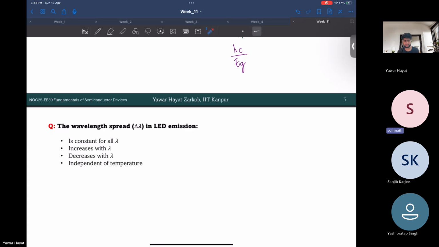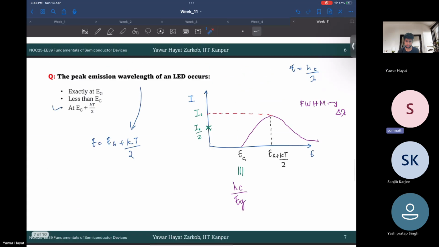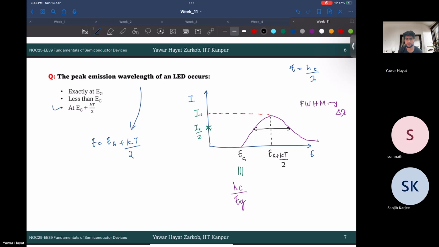Your previous drawing says that for the range from Eg to Eg plus kT by 2, it is increasing. I guess you are getting confused. By delta lambda, I mean this. This is your delta lambda, right? This range, this particular quantity. Okay, then it is increasing, sir.